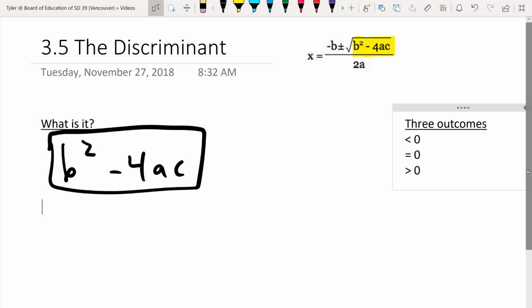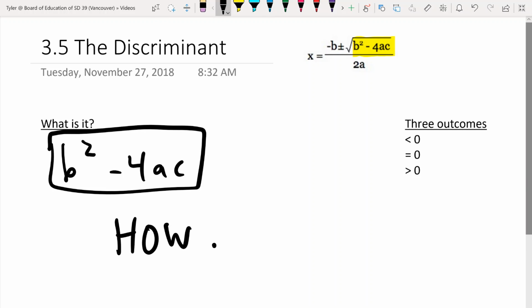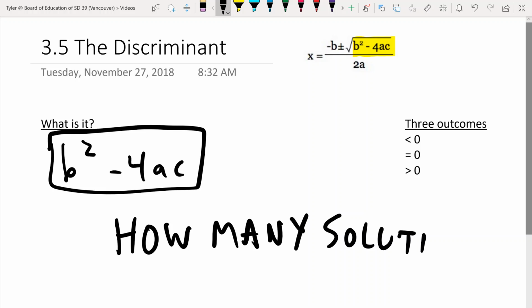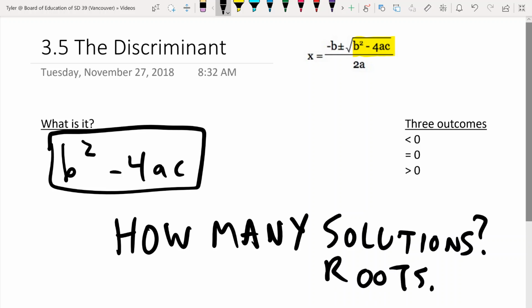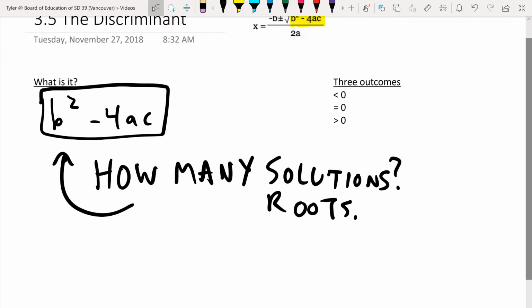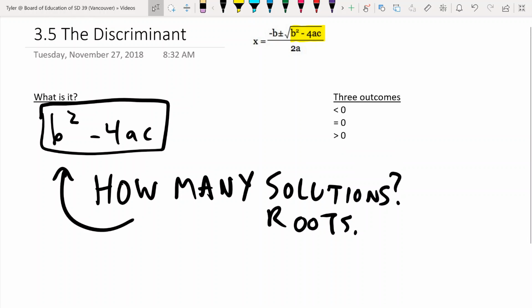A lot of questions will ask you how many solutions there are, or how many roots. They're the same thing. You need to be able to figure it out, and the clue is this. I'm going to show you the 3 ways you can tell, and we kind of talked about it in the last video. The idea is, because you're square rooting, it will give you special answers.